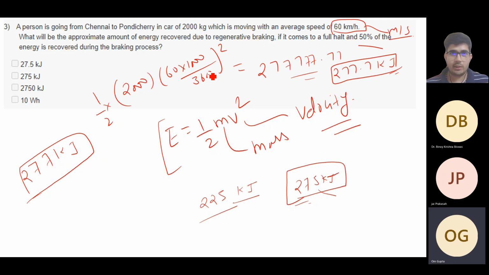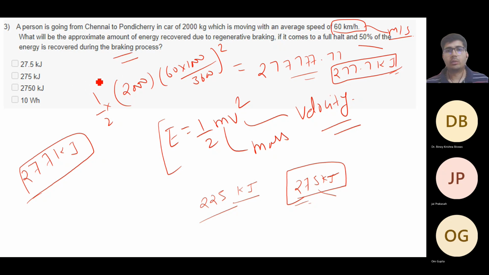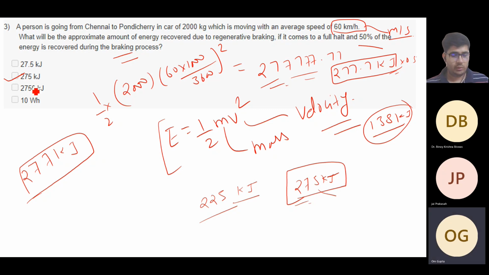But now if we consider that it comes to a full halt and 50% of the energy is recovered during the braking process, we have to multiply with 0.5. Then it will come to 138 kilojoule, but that is not the option. So the nearest value to this is 275 kilojoule. So the correct answer will be 275 kilojoule.